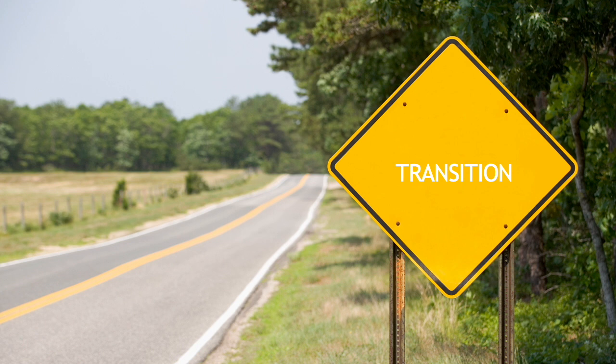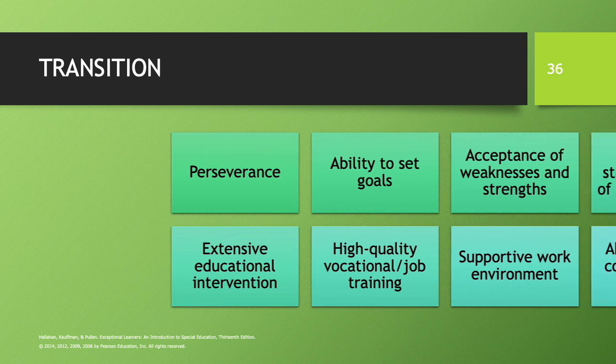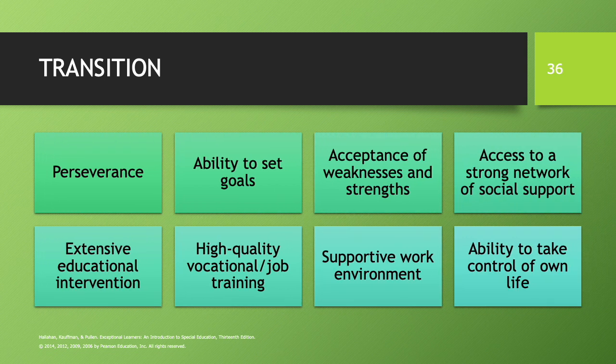Transition. We want to make sure children with learning disabilities are able to transition from elementary school to middle school, from middle school to high school, and from high school to beyond. So we have to be sure to build up their perseverance, their ability to set goals, acceptance of weaknesses and strengths, access to a strong network of social support, extensive educational intervention, high quality vocational job training, supportive work environments, and the ability to take control of their own life.